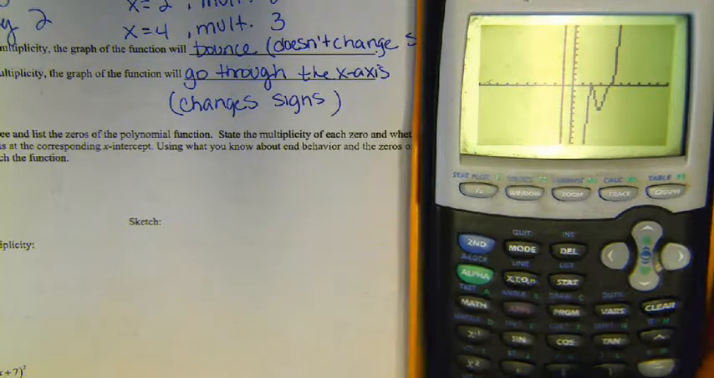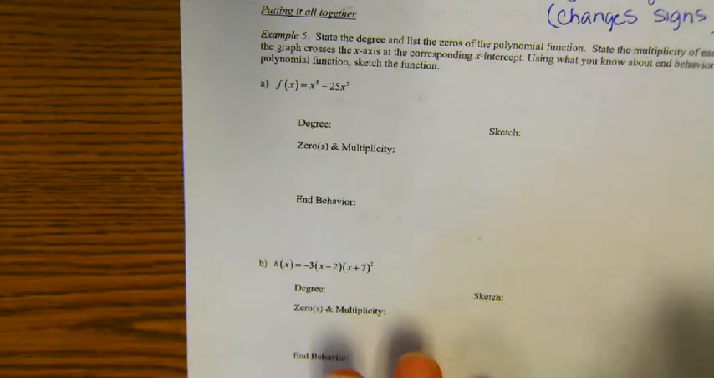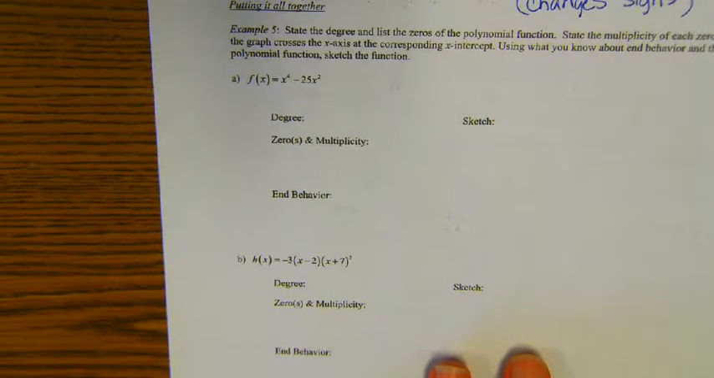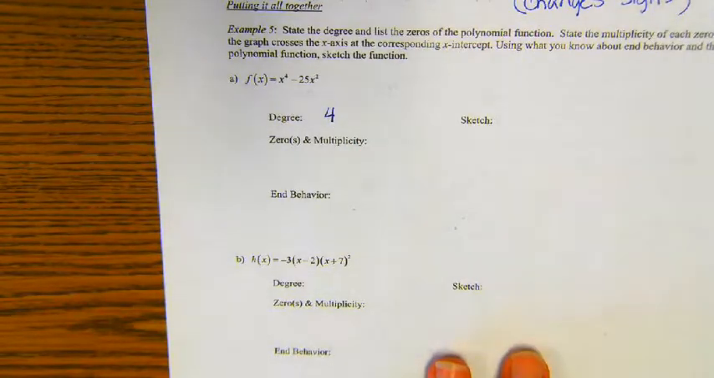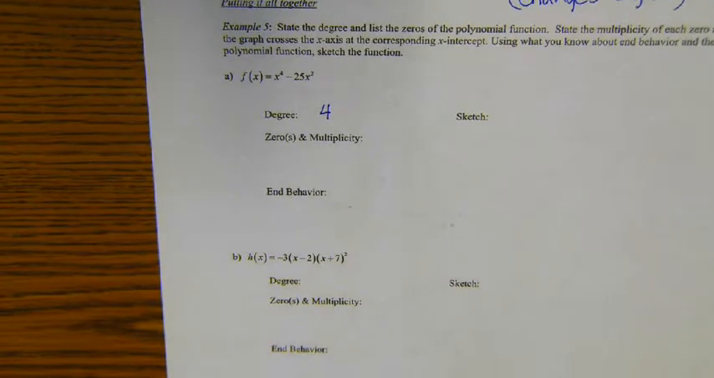So what we're going to do next is put everything together. Let's use our knowledge about end behavior and about zeros, and sketch a picture of the graph. First of all, what is the degree of this polynomial? 4. To find the zeros and the multiplicity, sometimes they'll be factored, like in the one next to this. This one is not, so let's factor this.